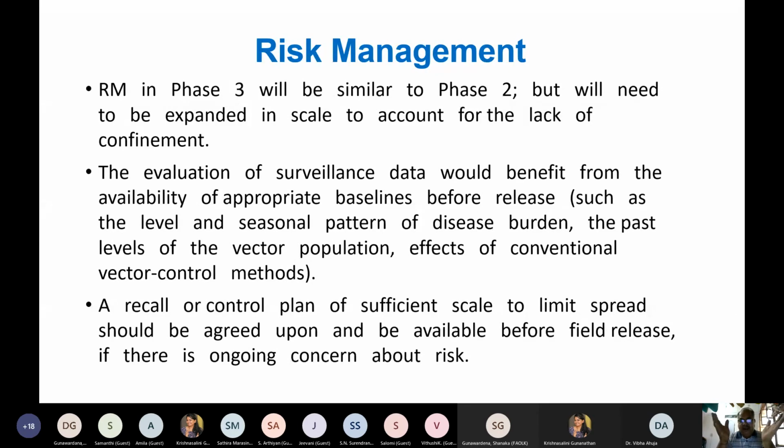A recall or control plan of sufficient scale to limit the species should be agreed upon and be available before we make any final analysis or final risk management studies. This is important because unless we take into consideration what other compelling impacts for control of the vector were prevailing in that area, we would not be able to chastise our risk management factors.